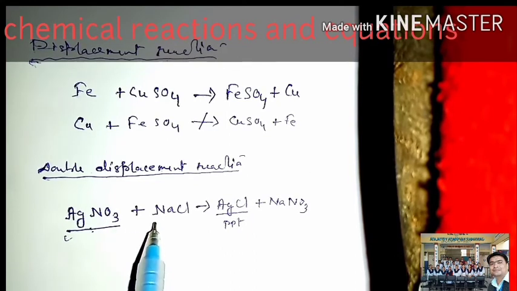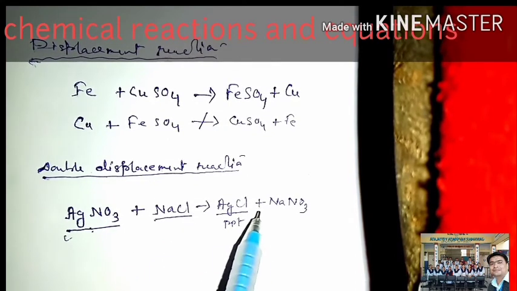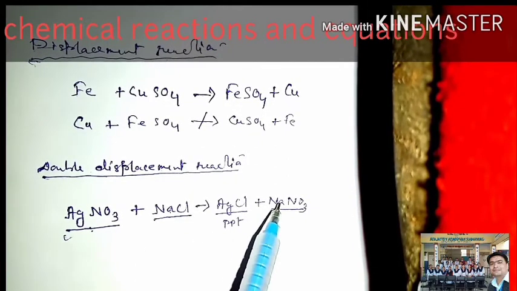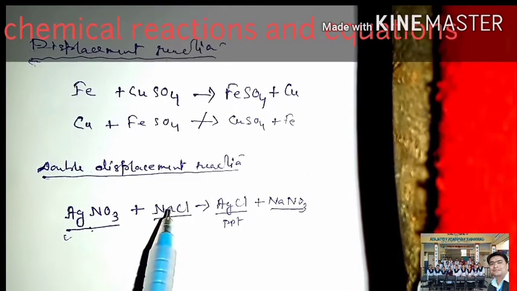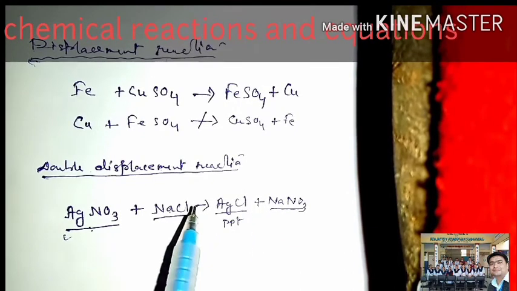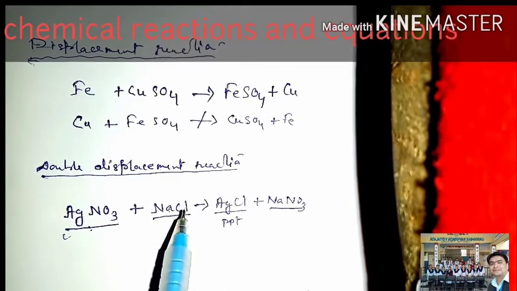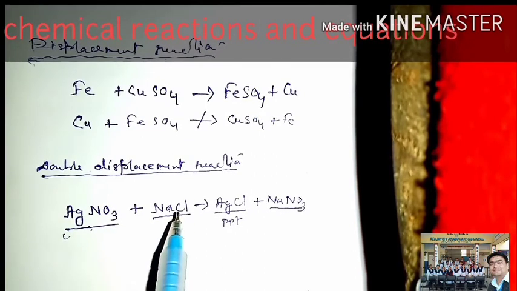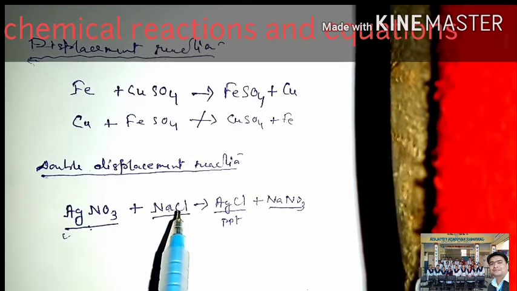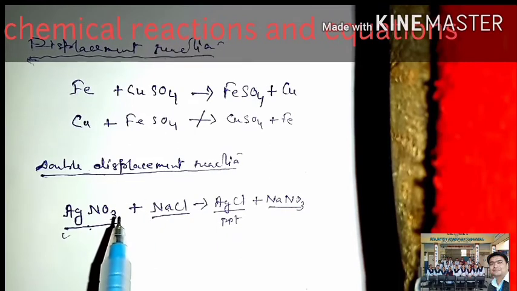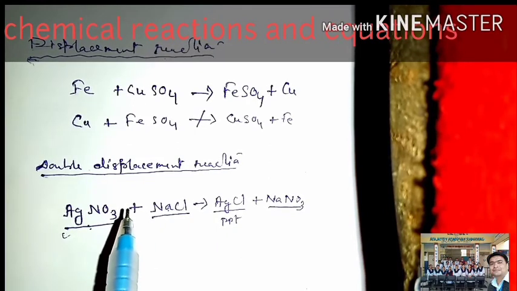Again you see the NaCl here, and here it is NaNO3. Now I am comparing this NaCl and NaNO3. So we can say that here the sodium remains the same, but the position of Cl is occupied by the NO3. So we can say that here NO3 displaces Cl. But in the other case you see the Cl displaces NO3. So we can say they are displacing each other.